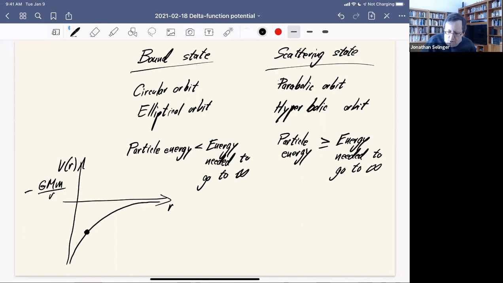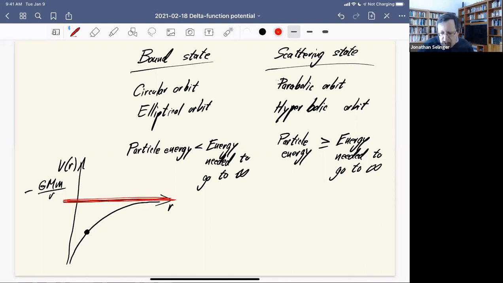Is it greater or less than the energy needed to go to infinity, which is just here, right? So if the sum of kinetic plus potential is less than the energy needed to go to infinity, then the spacecraft can't go to infinity, right? Then it stays confined near the Earth, and so it has to be in a circular orbit or an elliptical orbit.